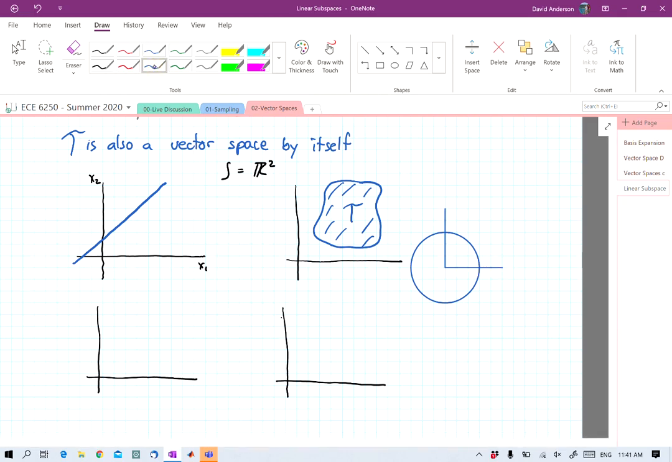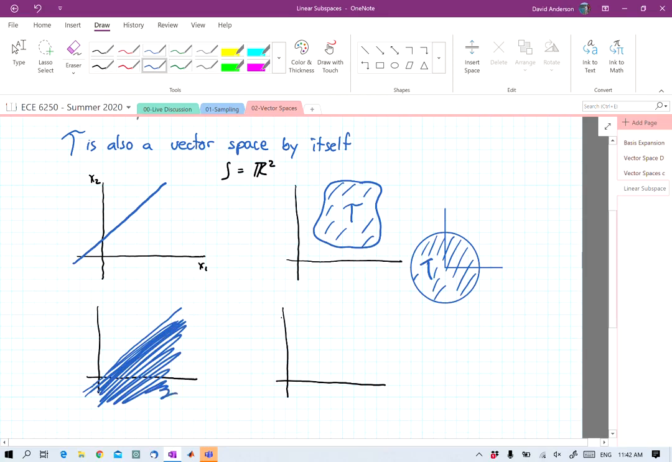So in this case, T is there. There's another case. Assume we had this, and finally this case. So, which of these are indeed subspaces?